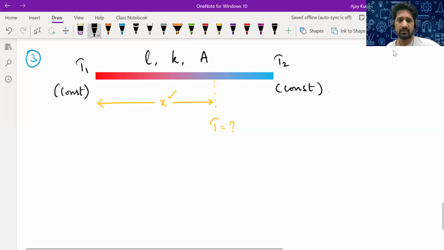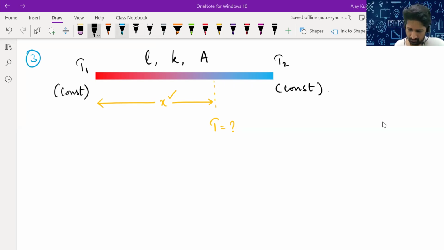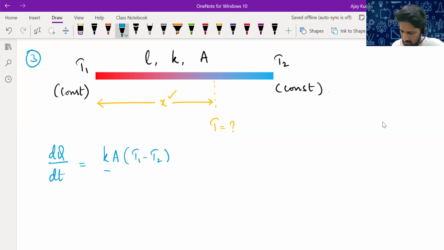Right. The idea here is the same. The net rate of heat transfer through the entire rod would be equal to the rate of heat transfer between any 2 points of the rod. So dq by dt, once steady state is established through the entire rod, is K A times the temperature difference, T1 minus T2, divided by L. I am assuming heat transfer from the left side to the right side. In that direction, heat current will be written this way.